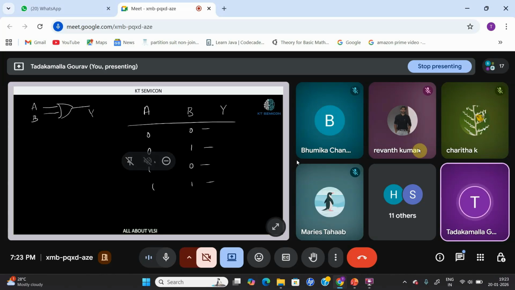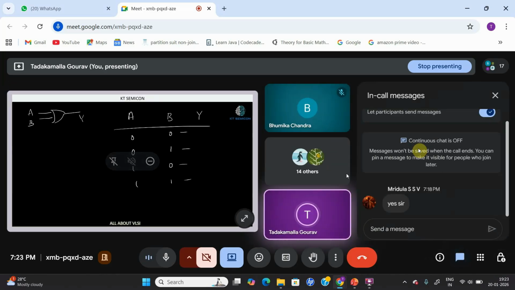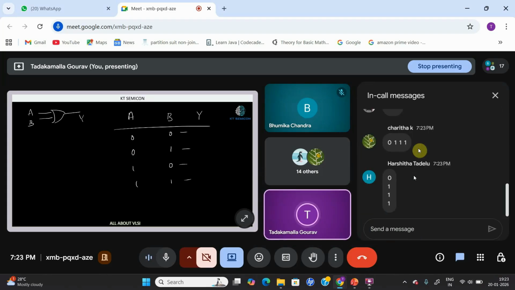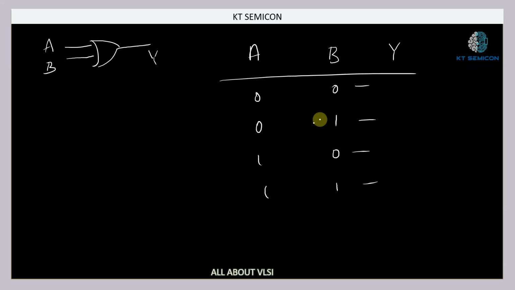What will be my outputs? Please answer in the chat box. I'm waiting for your responses. It's a very simple question. 0, 1, 0, 1. Yeah. So it's a simple OR gate, and simply it is 0, 1. Am I right? So that is nothing but the truth table which I'm drawing. So I'm going to write down 0, 1.